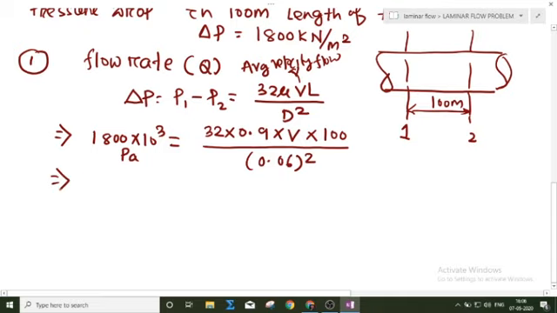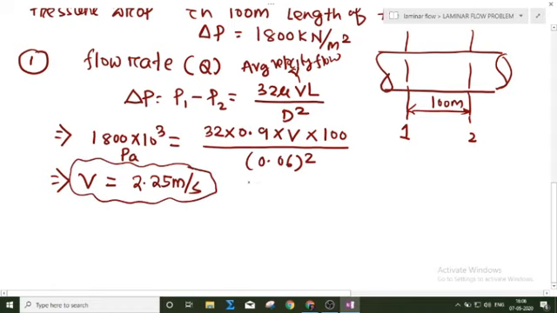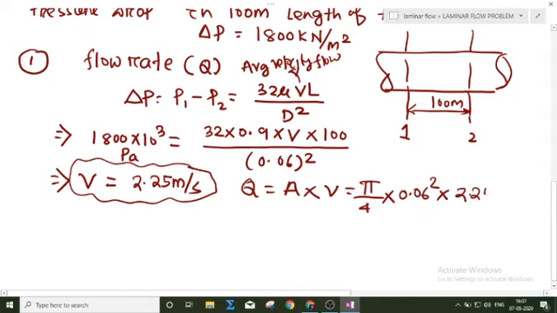Can you find out the average velocity of the flow? The average velocity of the flow is coming out to be 2.25 meter per second. Now what is the discharge? Discharge will be equal to the cross sectional area of the pipe into the average velocity of the flow. The cross sectional area is pi by 4 into d square, where d is 0.06, squared, into the average velocity of flow 2.25. Now what is the flow rate? How much are you getting? Find this out.